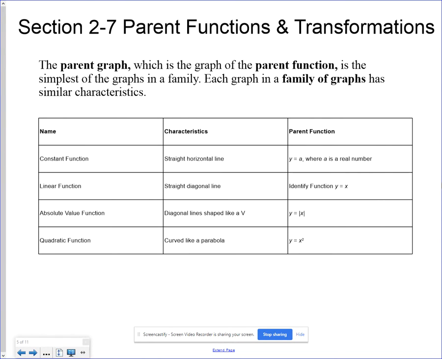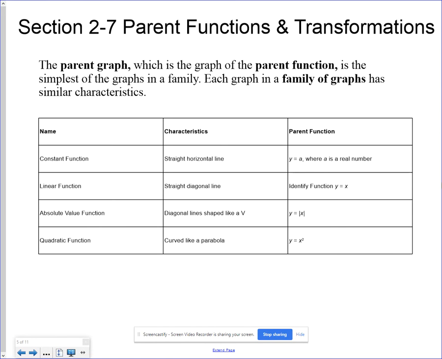Okay, today we're going to talk about section 2-7, which is on parent functions and transformations. The parent graph, which is the graph of the parent function, is the simplest of the graphs in a family. Each graph in a family of graphs has some similar characteristics. So we have four main families of graphs that we're going to look at today.